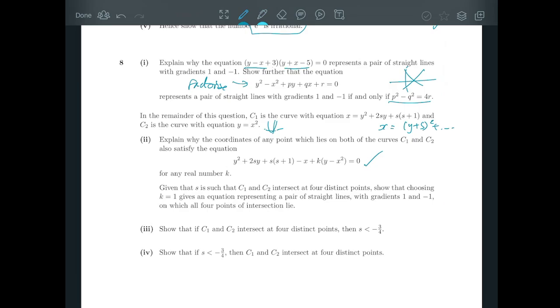Given that such an S intersects at 4 points, show that choosing k equals 1 gives an equation. Now k is... Where is k in the question? Explain why the coordinates... Oh, k is some unknown... Interesting. Okay, maybe this isn't as certain as I thought because they've introduced an extra variable in there.